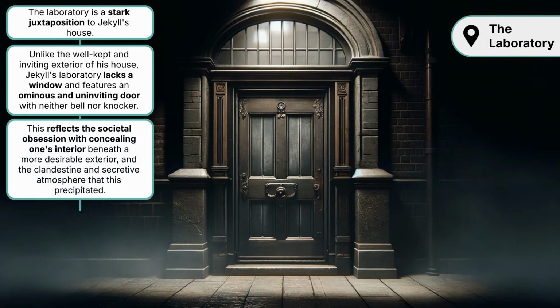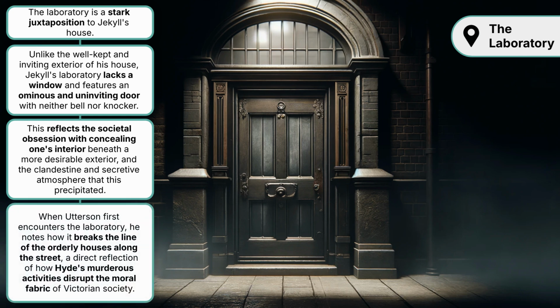This reflects the societal obsession with concealing one's interior beneath a more desirable exterior, and the clandestine and secretive atmosphere that this precipitated. What's more, when Utterson first encounters the laboratory, he notes how it breaks the line of the orderly houses along the street, a direct reflection of how Hyde's murderous activities disrupt the moral fabric of Victorian society.